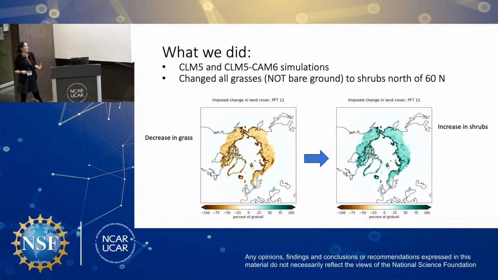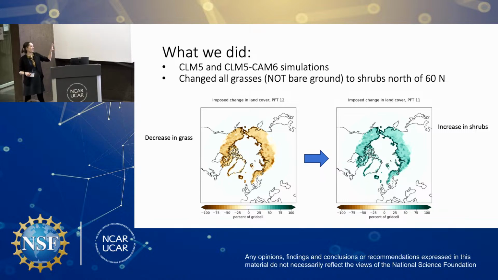So the experiment that we imposed here was using CLM5 coupled to CAM6 when they were coupled, otherwise in a land-only situation. And we took everything that was grass, so C3 Arctic grass, all the brown stuff is where the grass used to be. Okay, whatever, big brown blob, big green blob.